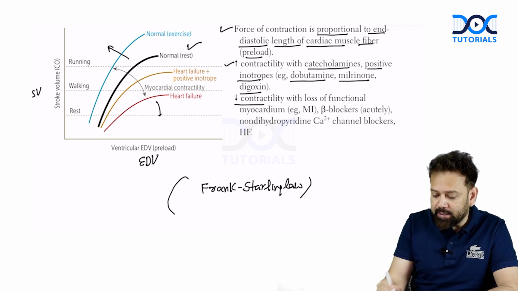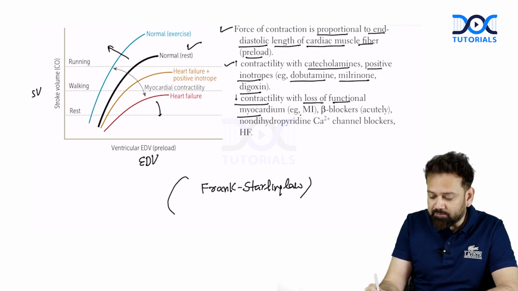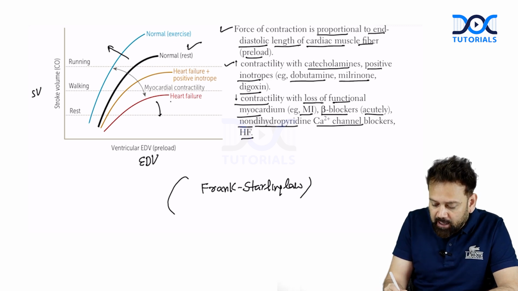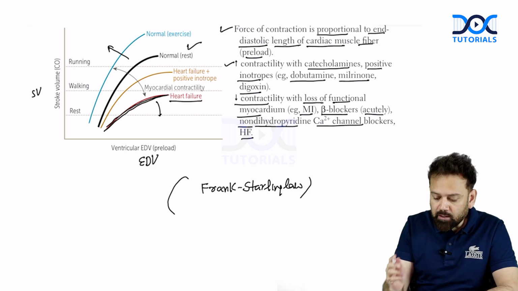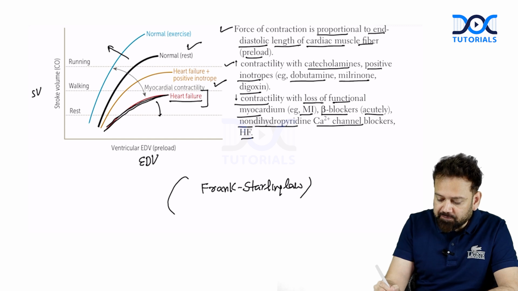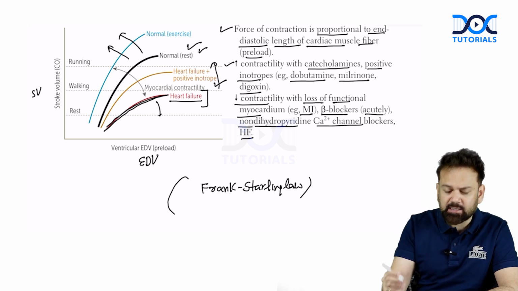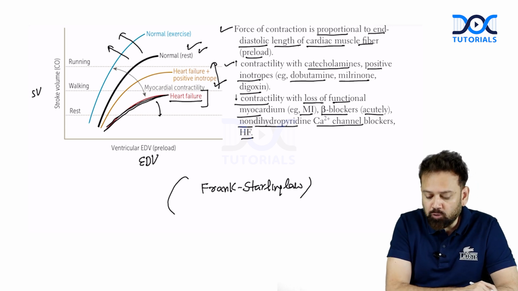Decreased contractility with loss of function of myocardium, like myocardial infarction, beta blockers if you are giving acutely, or non-dihydropyridine calcium blockers, heart failure. You can see in heart failure, it's very, very less, extreme left. But in heart failure, when you have given positive inotropes, it's shifted to this side. This is normal. And this is, if you are doing exercise and you have better stroke volume, it will go further left.